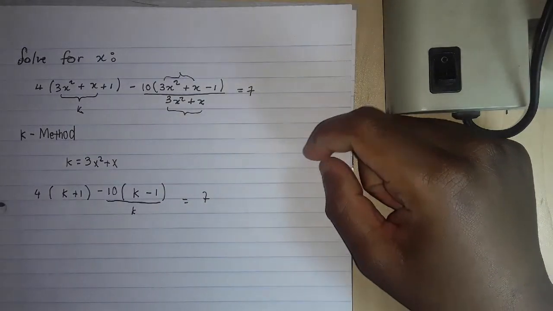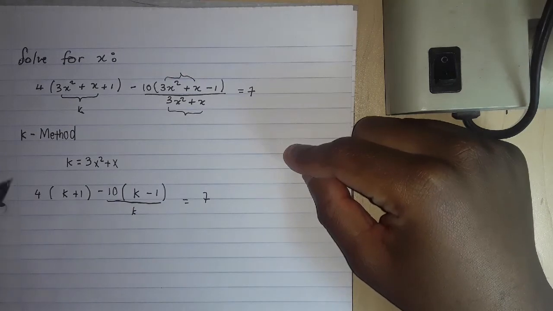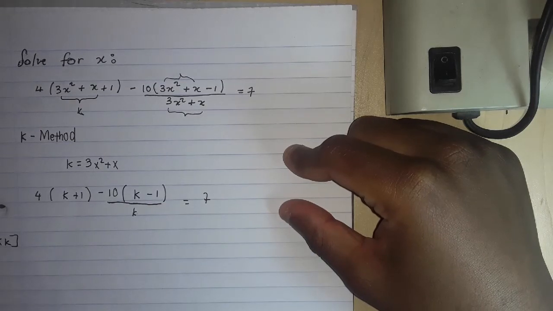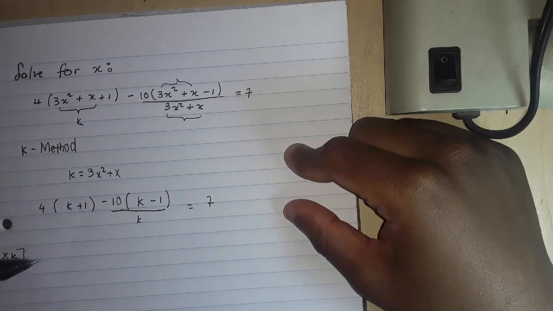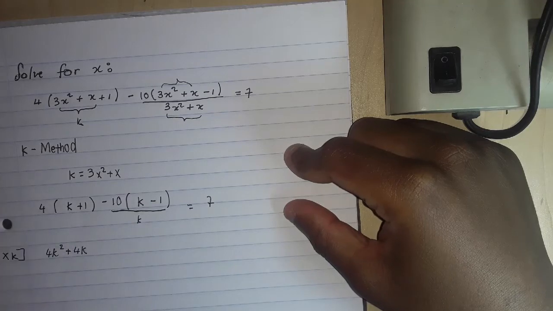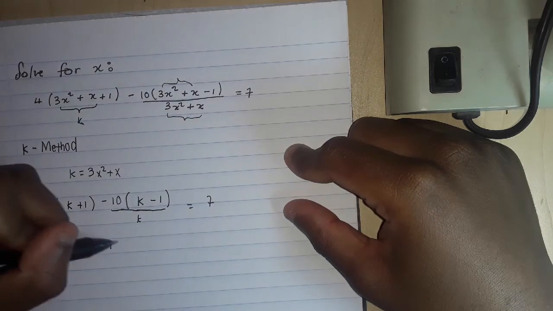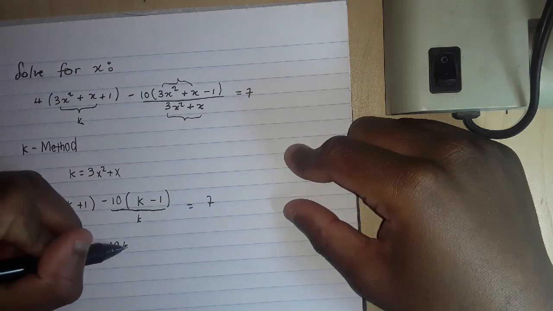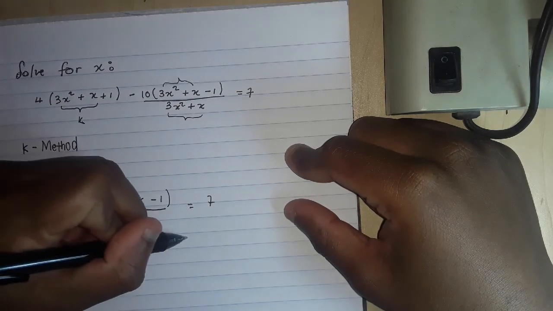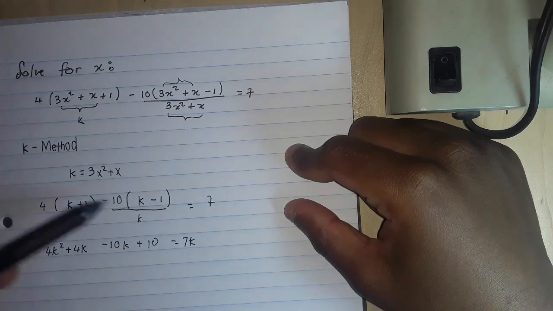So now to simplify this, I'll multiply by K throughout. So here on this step, I'll multiply by K throughout. If we multiply by K throughout, the expression that we will be left with is 4K squared plus 4K, right? And then minus 10K plus 10 equals 7K. So I just multiply by K throughout.